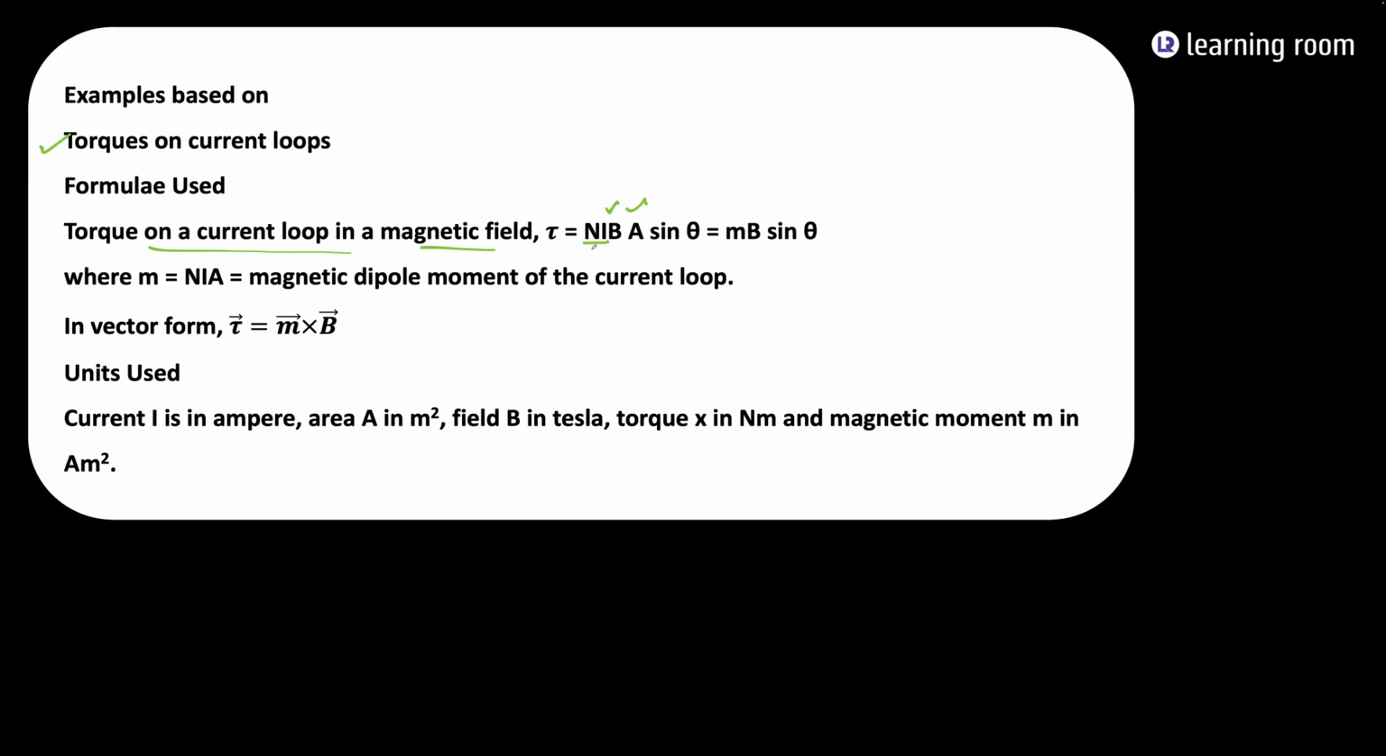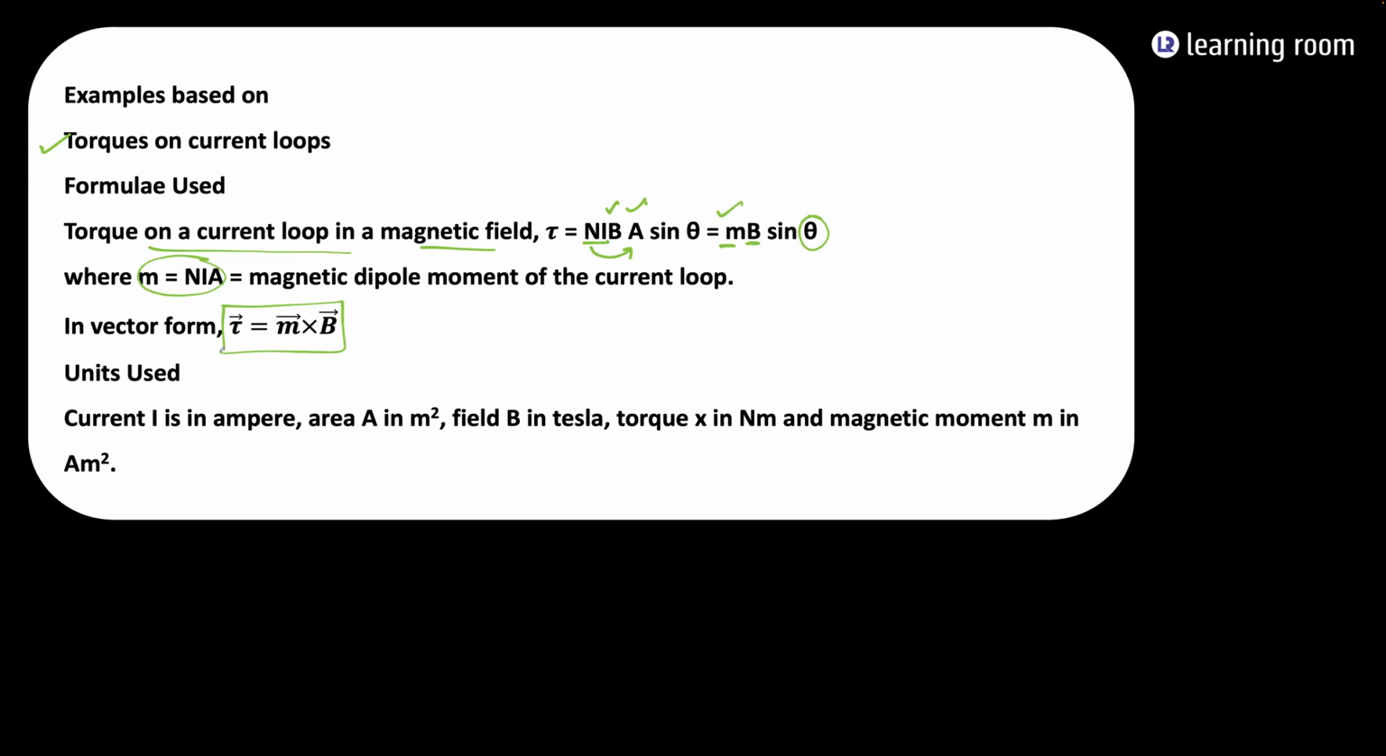Now, this N into I into A can be replaced with a quantity called small m, which is known as the magnetic dipole moment, and B is going to be B only. So the torque is mB sin theta. In this case, theta is the angle between the magnetic dipole moment and the magnetic field. Small m is equal to N into I into A. The same torque in vector form can be written as m vector cross B vector.